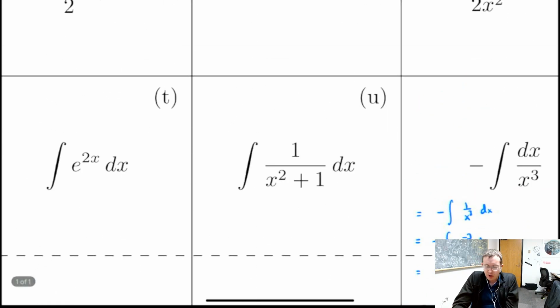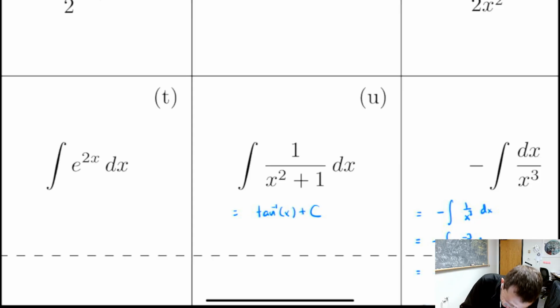Okay, integral of 1 over x squared plus 1 dx. Do I recognize that as the derivative of something? Yes. That's the derivative of arctangent of x. And again, if you don't just recognize that, you're going to have a hard time figuring that out on the fly during the exam.